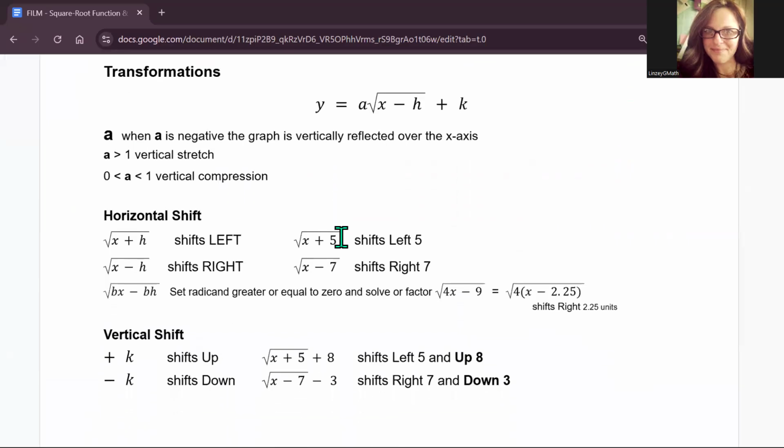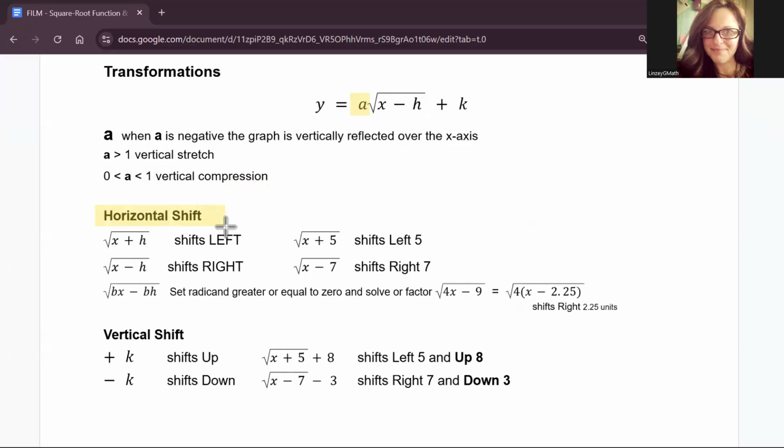Here is the general form of our square root function. Starting with A, when A is negative, the graph is vertically reflected over the x-axis. When A is greater than 1, we have a vertical stretch. And when A is a fraction in between 0 and 1, we get a vertical compression.